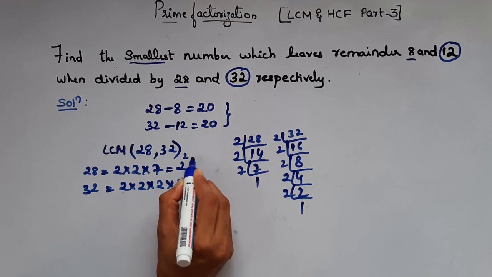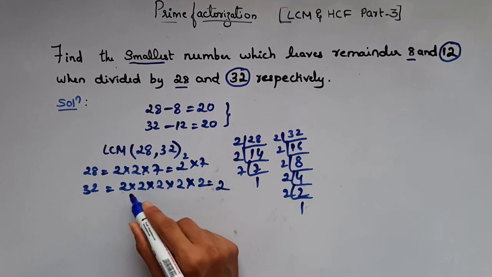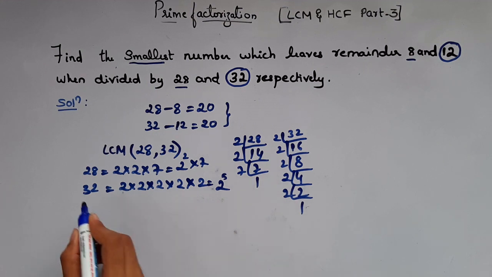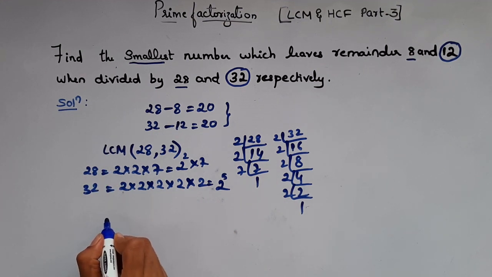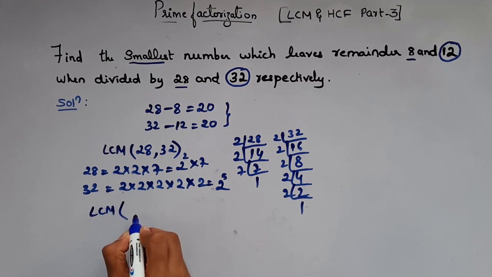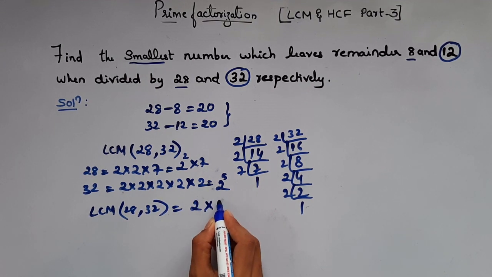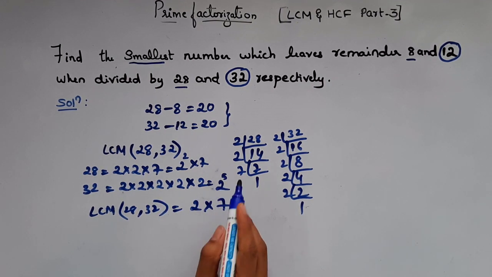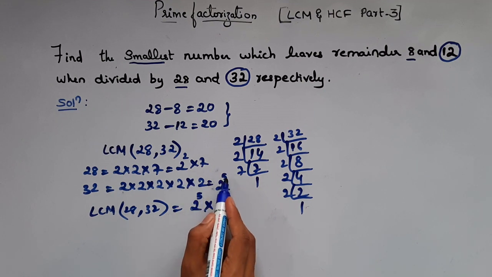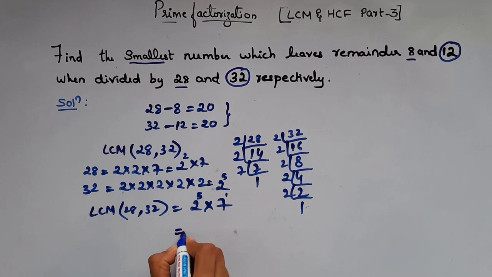In this case 2 power 2 into 7, and in this case it is 2 power 5. So LCM is all the common factors. LCM of 28 and 32 is 2 and 7 with highest power. That is, in case of 2 highest power is 5, and in case of 7 highest power is 1. So this will give you the value 224.